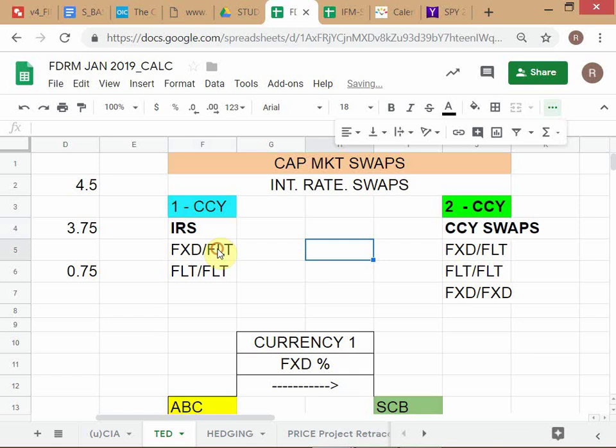All right. So here, under IRS, under interest rate swaps, you have two categories for the market. This is the fixed-floating IRS; this is what the market will call it. And this one, both legs floating in a single currency, the market will call a basis swap.